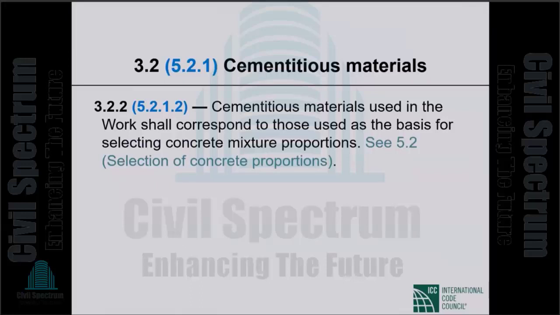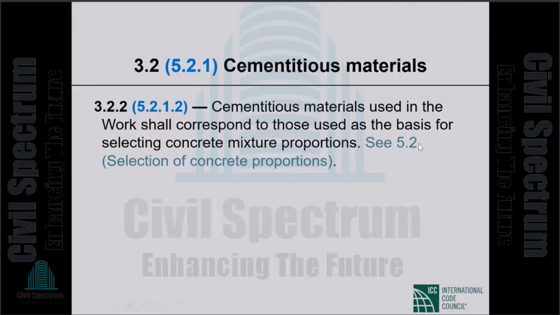Okay, so both documents tell you cementitious materials used in the work, meaning project, shall correspond to those used as the basis for selecting concrete mixture proportions. So you proportion your mix assuming that you are going to use certain supplemental cementitious materials. On the project, you have to use exactly those materials, not something close to those. I think this is understandable upon reading, but this is very, very important.